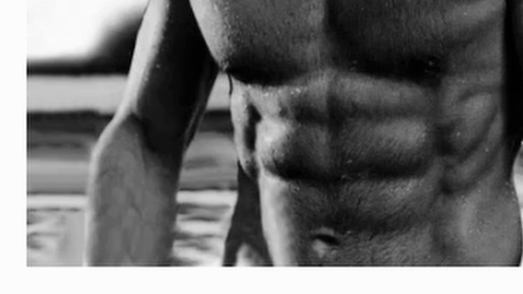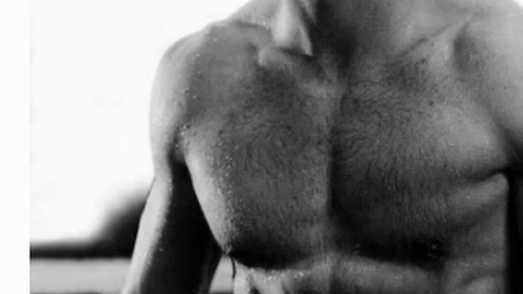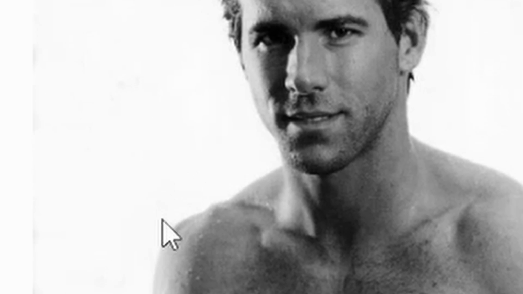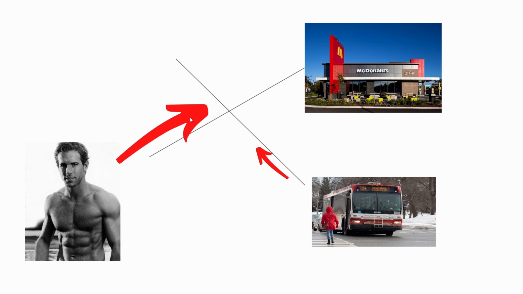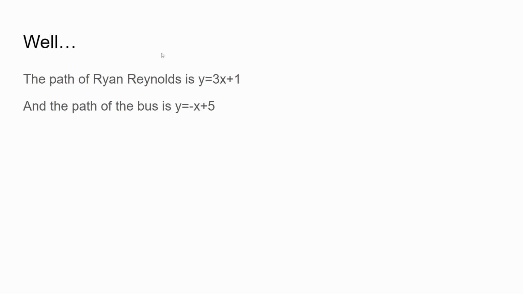Okay, awesome. So there's this celebrity, Ryan Reynolds, with glorious six-pack, chiseled abs, a smoking Canadian beauty. And he's on his way to McDonald's, as drawn by this line, from 124 Sunnybrook to Lawrence Station. And it crosses paths with Ryan Reynolds. So now there are these two lines, and I want to know at what coordinate position Ryan Reynolds will be hit by the 124 bus.